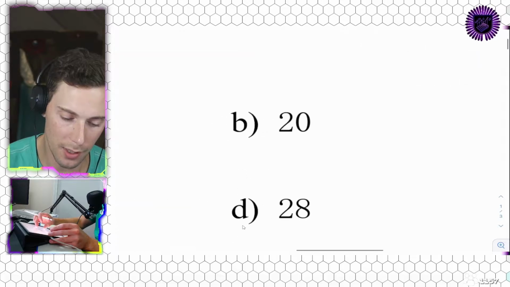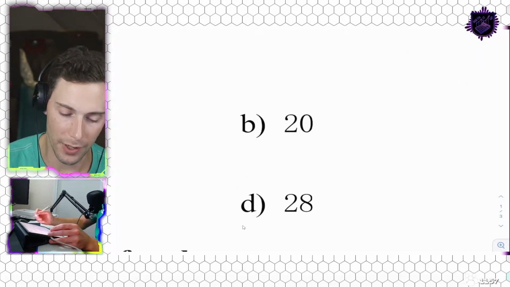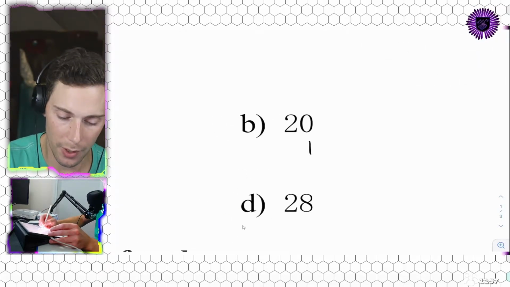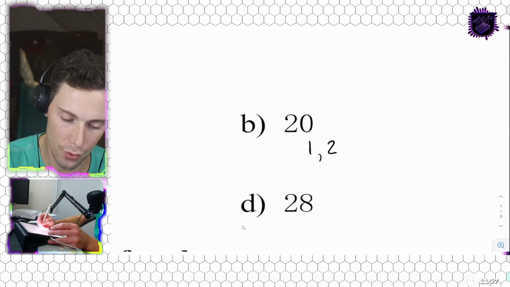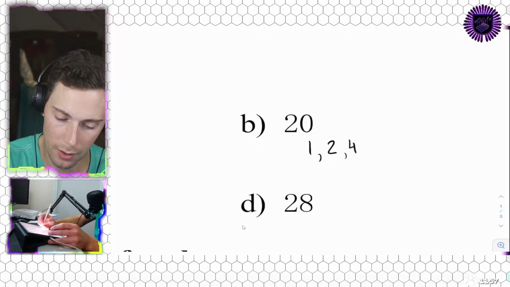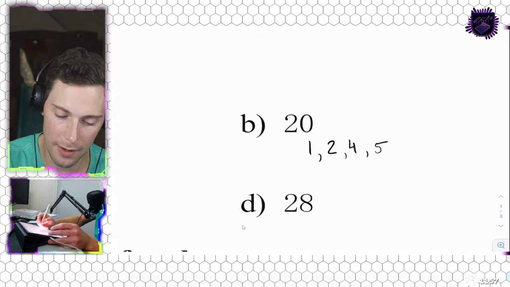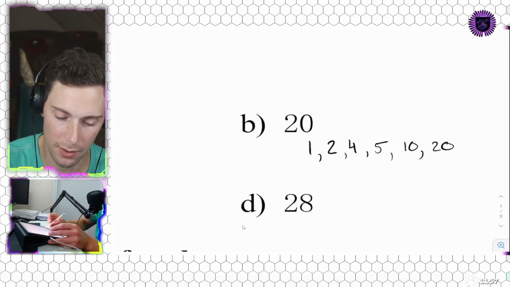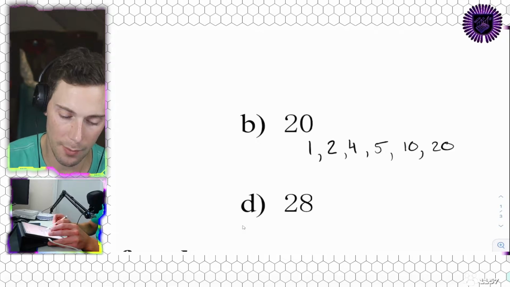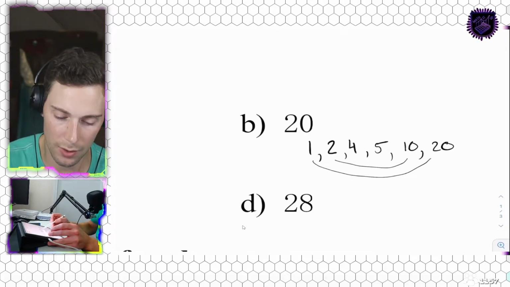Question 1B. All the factors for 20. Of course, we always start with 1. 1 is always the most common factor for anything. 1, 2, 4, 5, 10, and 20, right? So if you do the factor rainbow, we have 1 and 20, 2 and 10, 4 and 5.